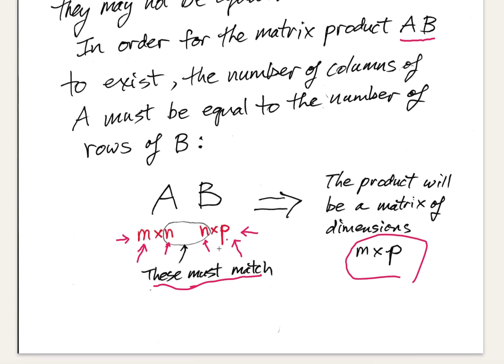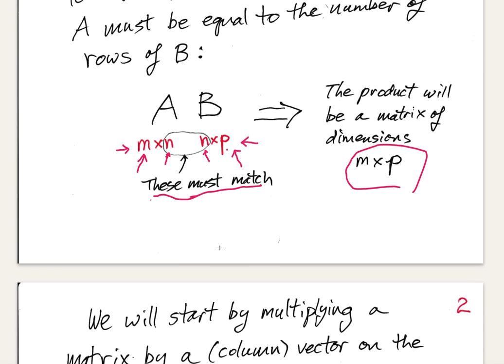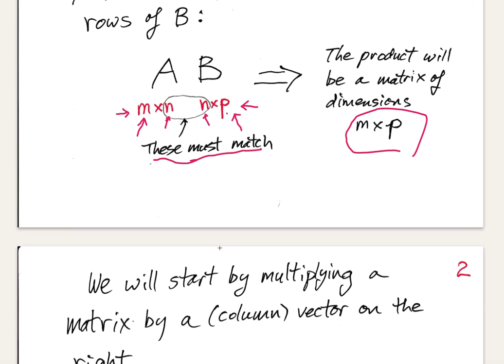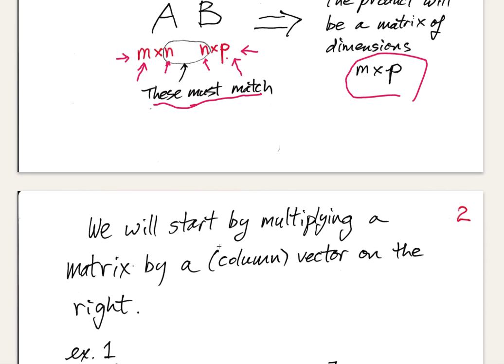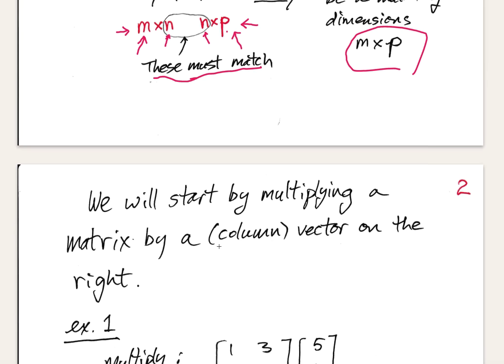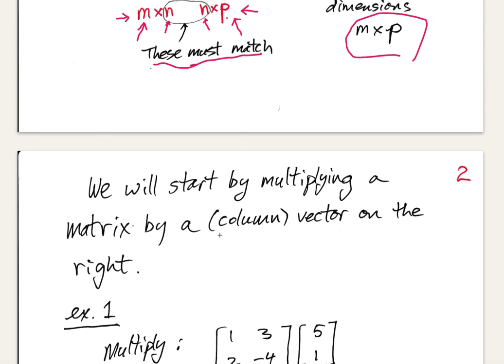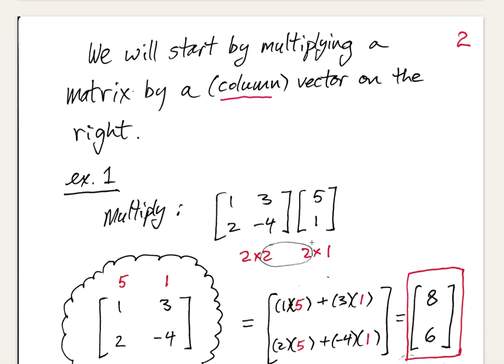Now this may look confusing, but we'll have to get used to it here. We'll be looking at some concrete examples. We're going to start by multiplying a matrix by a column vector on the right. This is how I'll teach you to multiply matrices. So I'm going to take this matrix. Notice this matrix on the left is a 2 by 2 matrix. As you can see, there are 2 rows and 2 columns.